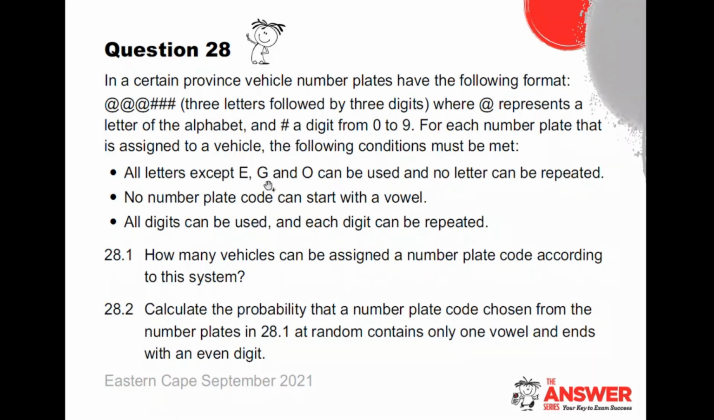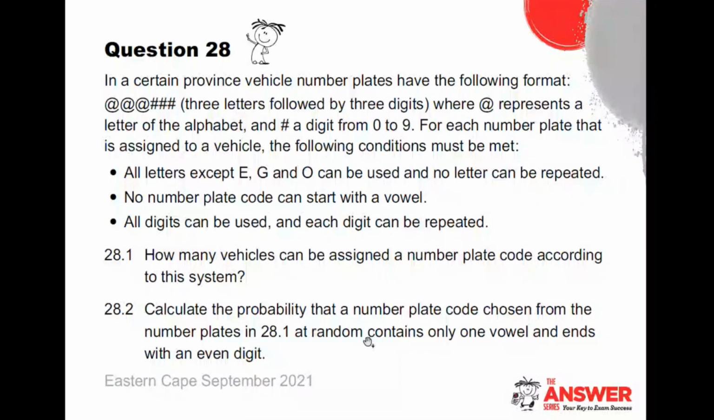All letters except E, G, and O can be used, and no letter can be repeated. No number plate code can start with a vowel. Okay, so that's A, E, I, O, U. But they've made it even more complicated because here's an E and an O, so I've got some letters there, and then I've got some vowels, and any digits may be used, and each digit may be repeated. Okay, that's quite cool. So the digits are 0 to 9, and they may be repeated. I'm happy about that. How many vehicles can be assigned a number plate code according to the system?